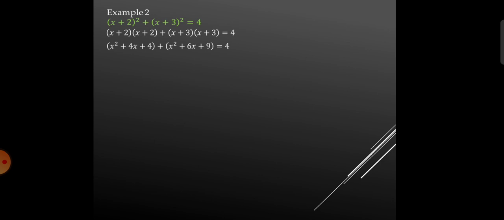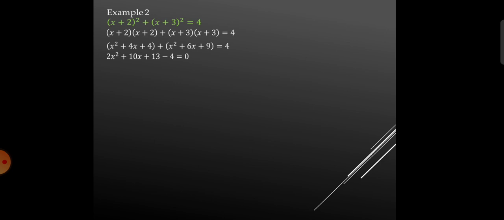So x times x, x squared. And we know that there are two 3x, no? So it becomes 6x, then 3 times 3 is 9, parentheses close, equals 4. Then, since the in-between sign of the two trinomials is plus, we can combine everything. So x squared plus x squared is 2x squared. 4x plus 6x, 10x. 4 plus 9 is 13.